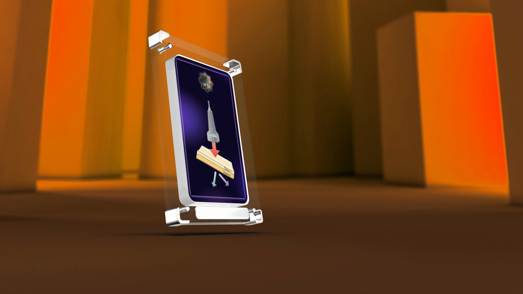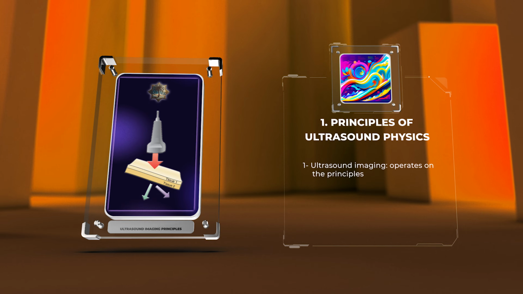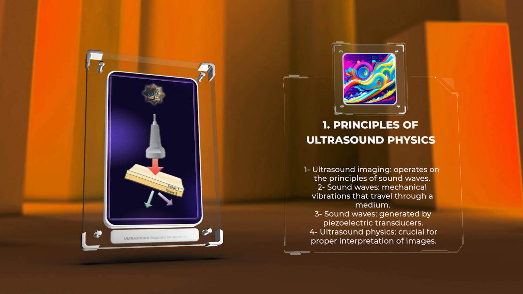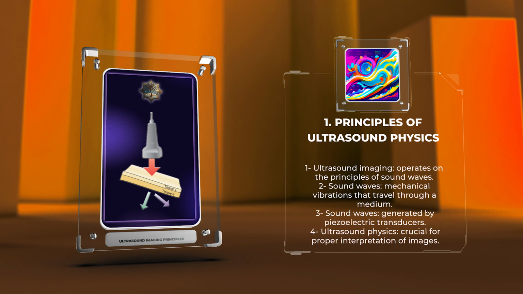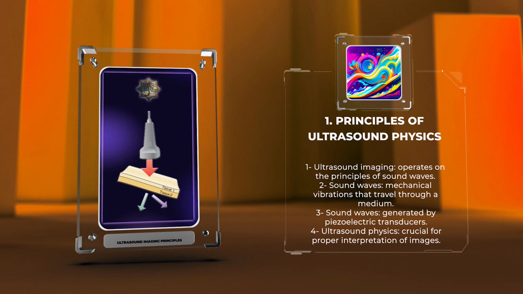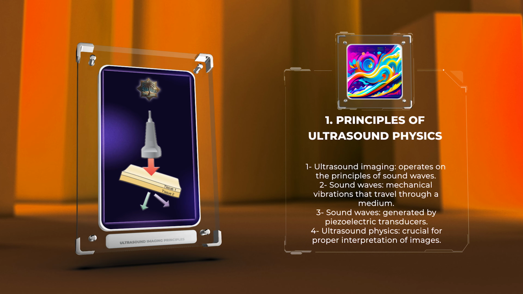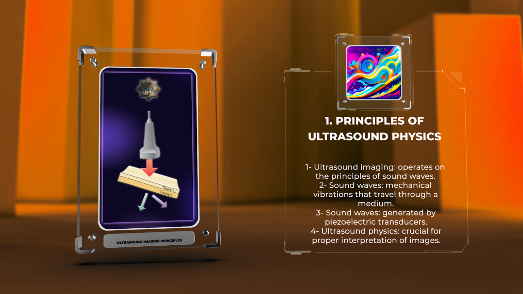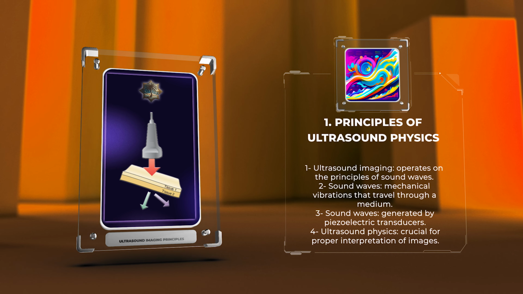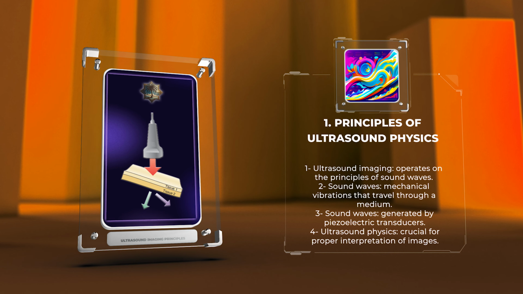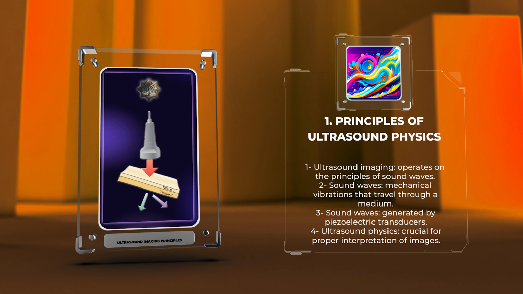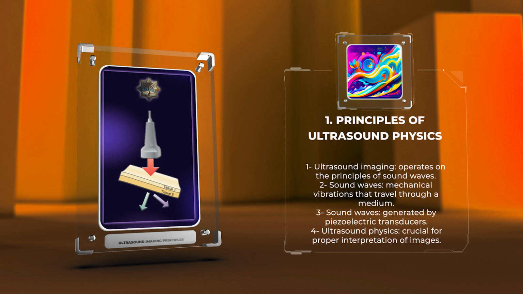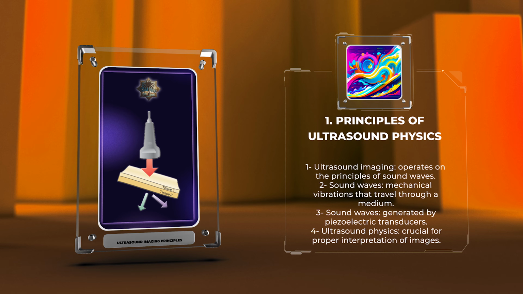Ultrasound imaging operates on the principles of sound waves. Sound waves are mechanical vibrations that travel through a medium, such as human tissues. These sound waves are generated by piezoelectric transducers and propagate through the tissues. Understanding the physics behind ultrasound is crucial for proper interpretation of images. Concepts such as frequency, wavelength, amplitude, propagation speed, and echogenicity will be discussed in detail.